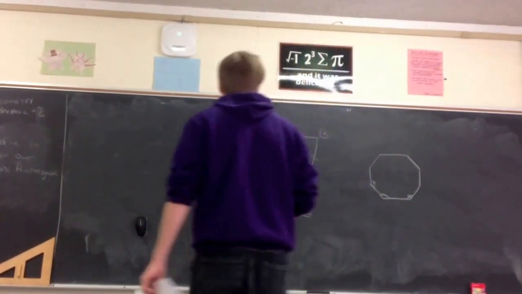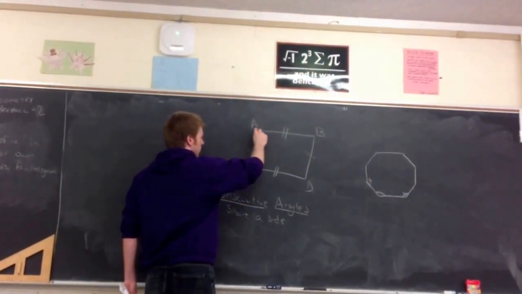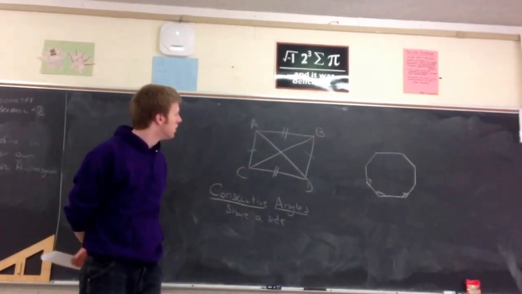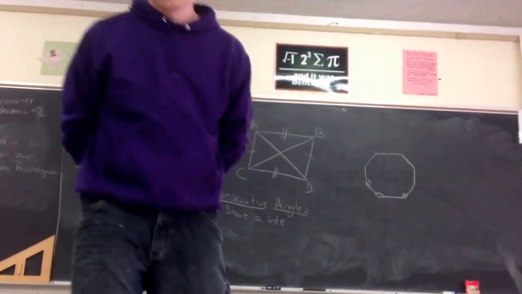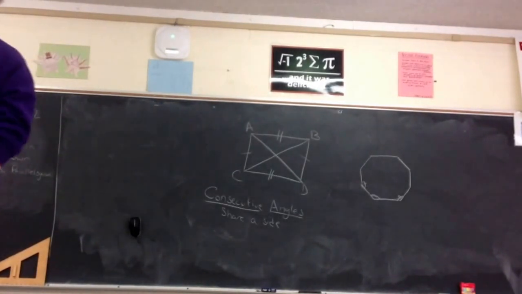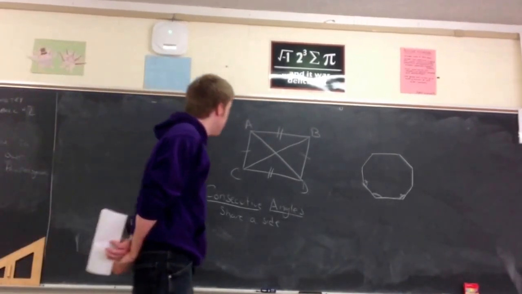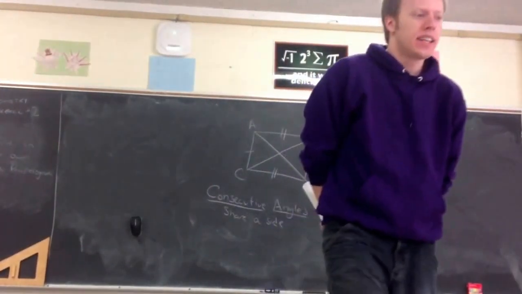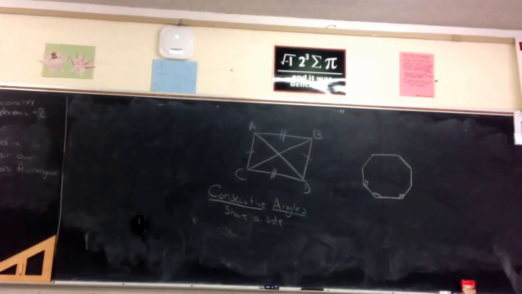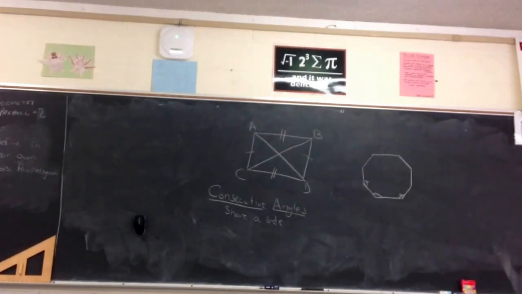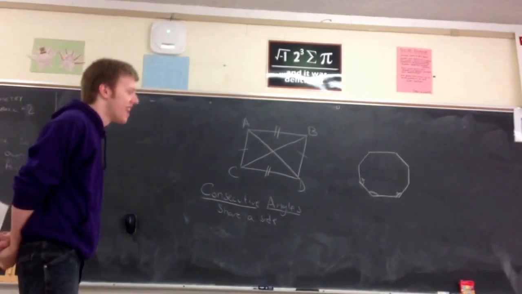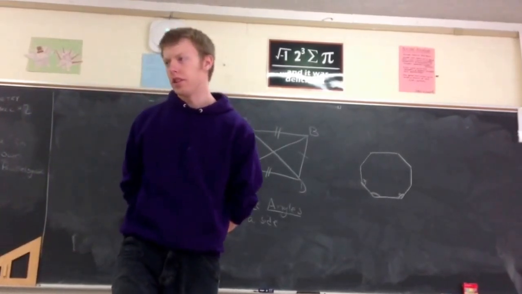And finally, the last one we want to look at here. We're going to look at the diagonals. I didn't put this on here, but you should probably write it down. A diagonal of a polygon is a segment connecting opposite vertices.